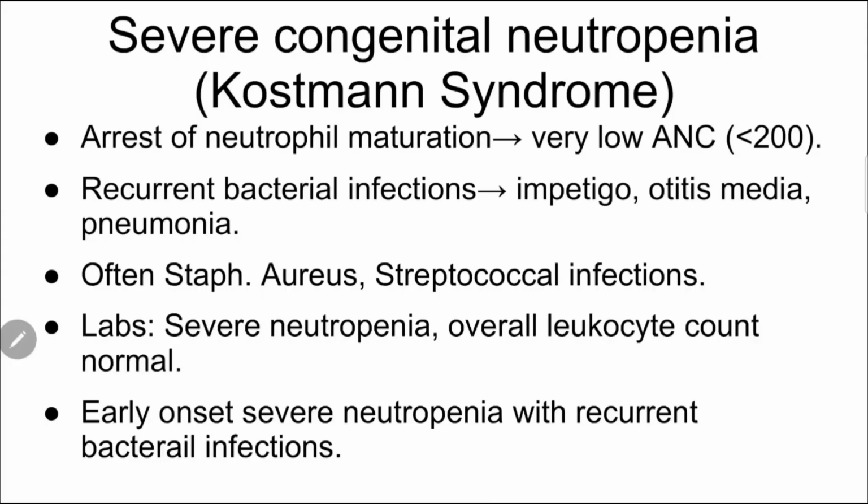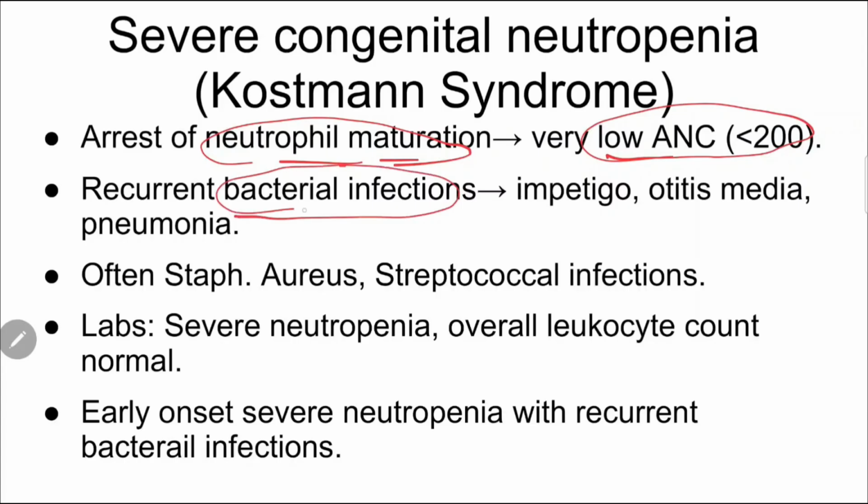And lastly, we have severe congenital neutropenia. This is also known as Kostmann syndrome. All you have to know is that there is an arrest of neutrophil maturation, basically meaning that you will have a very low absolute neutrophil count. So to diagnose this, first of all, look at the neutrophil count. If it is very low, that means that this is just severe congenital neutropenia, right? So you have recurrent bacterial infections, because you know neutrophils are really important for bacterial infections.